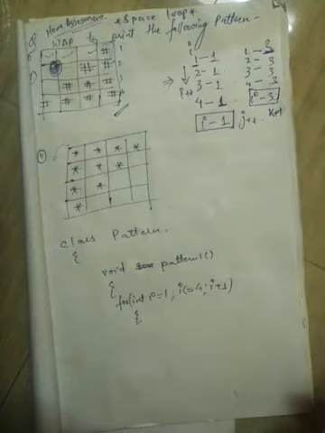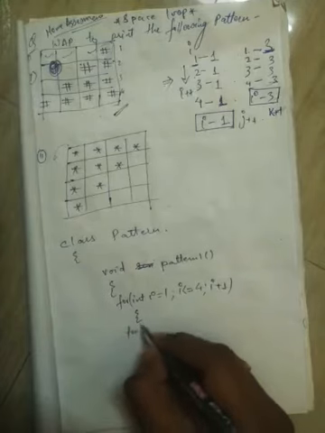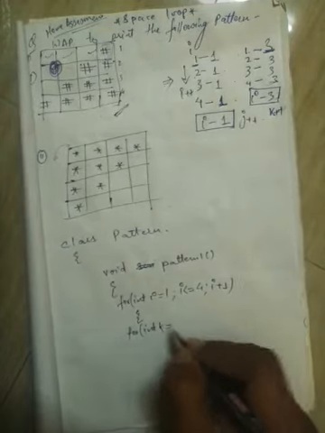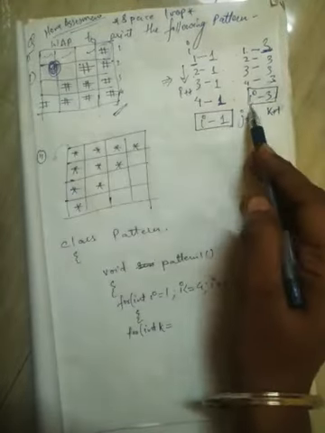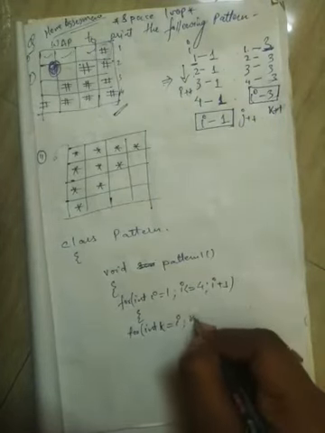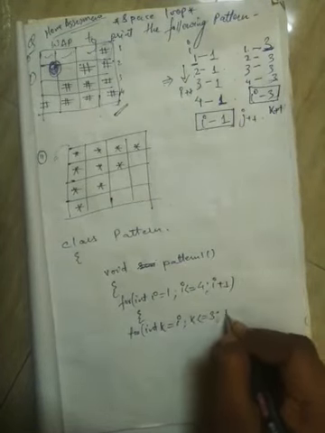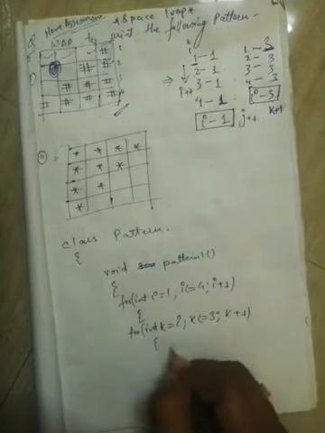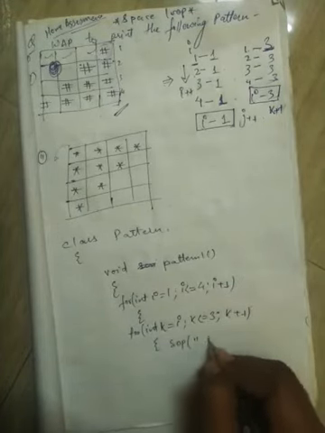Understood? Now based on this we'll make the loop. Now what will the k loop be? For int k equals what? k equals your first value, what we have here, I. k will be less than equals 3 and k plus plus. And inside this it will print SOP blank space.